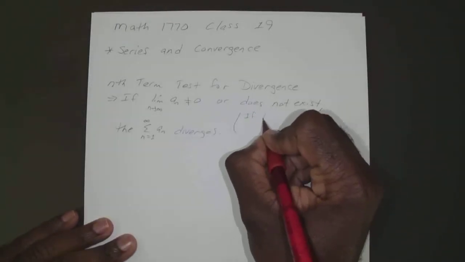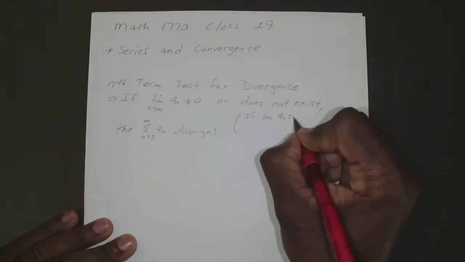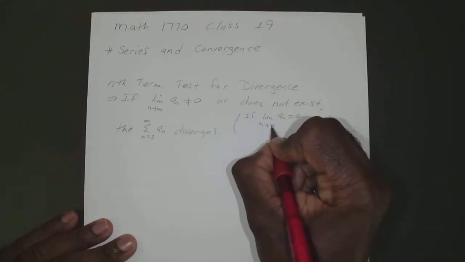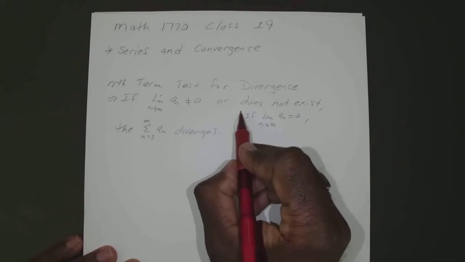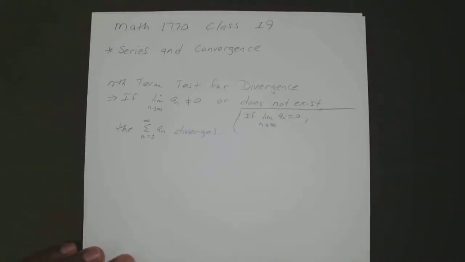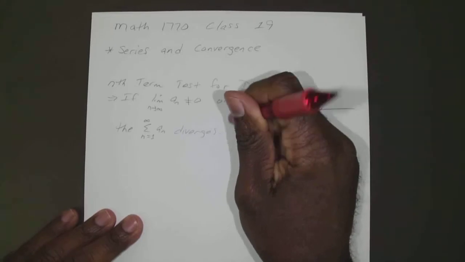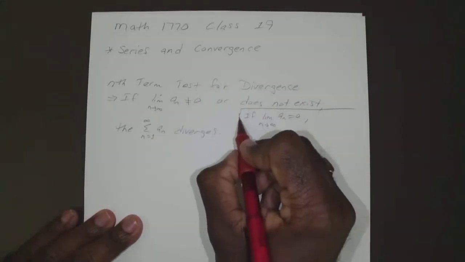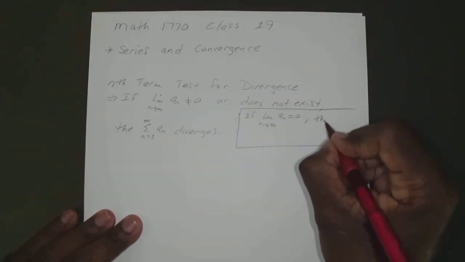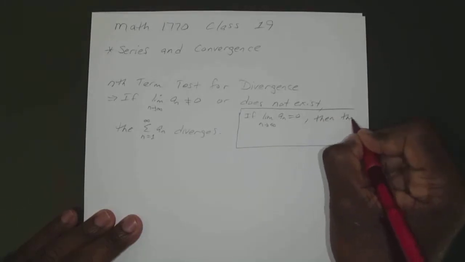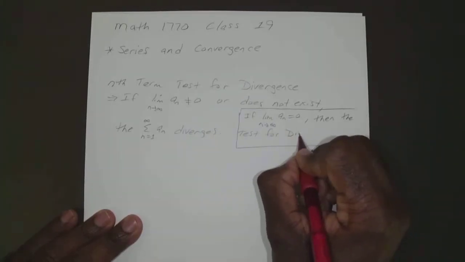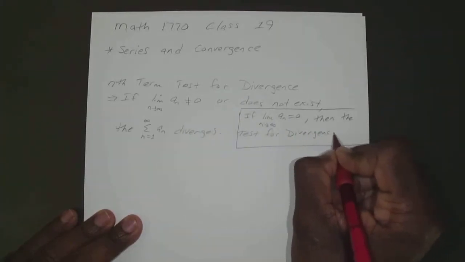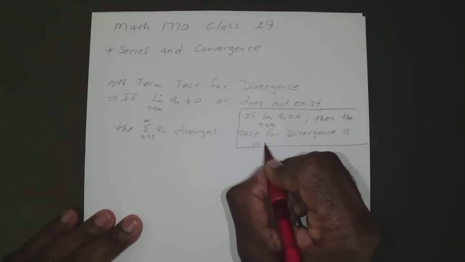Now in this case, if the limit actually does equal 0, then this particular test is actually inconclusive. Let me block that off a little bit. And the test for divergence is inconclusive.